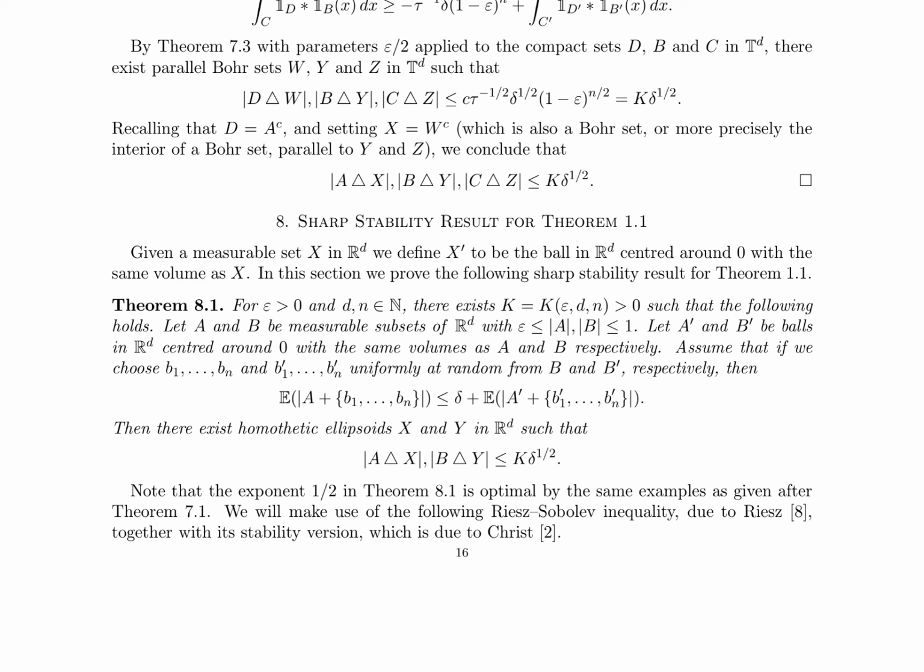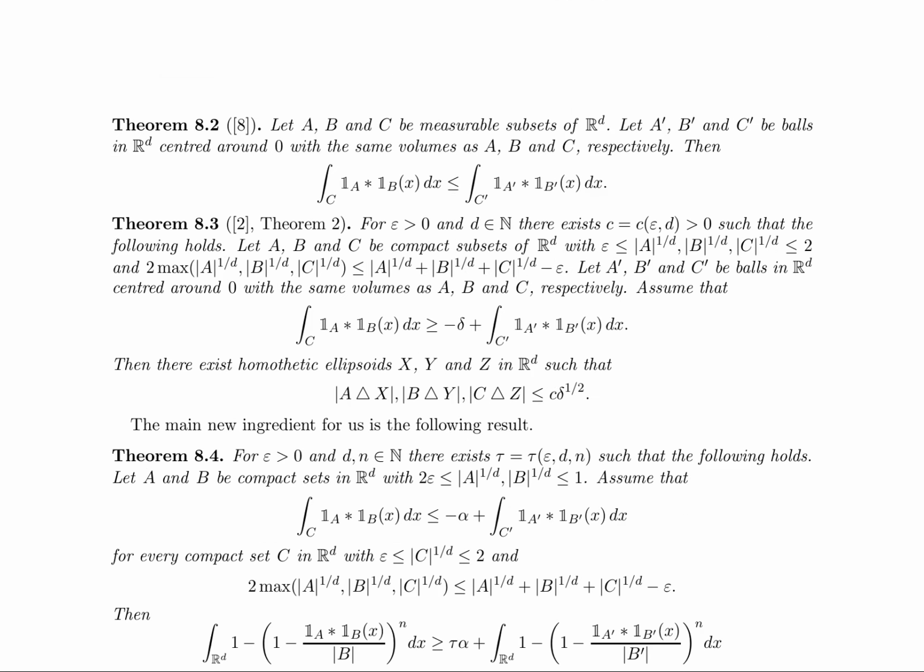Notably, the exponent 1/2 in theorem 8.1 is optimal, and the proof relies on the Riesz-Sobolev inequality and its stability version. Theorems 8.2, 8.3, 8.4, and 8.5 form the foundation of this research, providing critical insights into the relationships between measurable subsets, compact subsets, and their corresponding geometric representations.